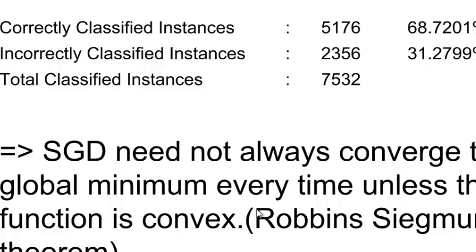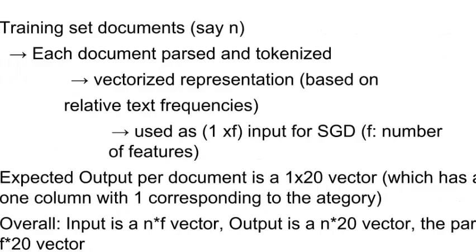We did another run of this algorithm, and this time we didn't get the same results. We got, in fact, lesser accuracy: 68.72%. And it turns out that SGD need not always converge to the same global minimum every time, unless the objective function is convex. This is a result of the Robbins-Siegmund theorem. And it looks like in our case, with the 20 newsgroups data, we don't have a convex function.